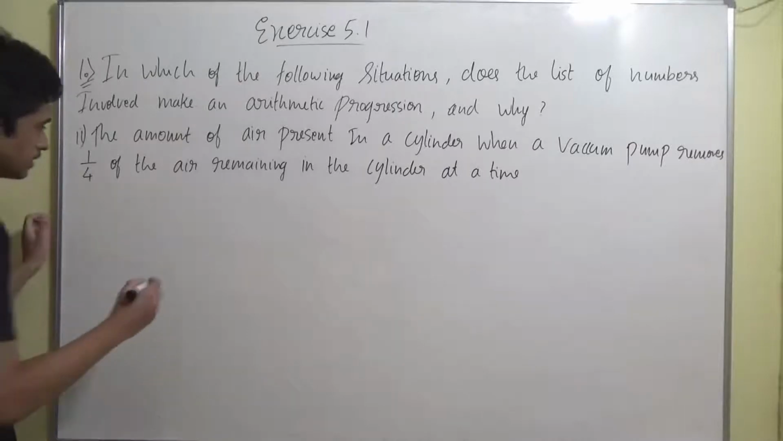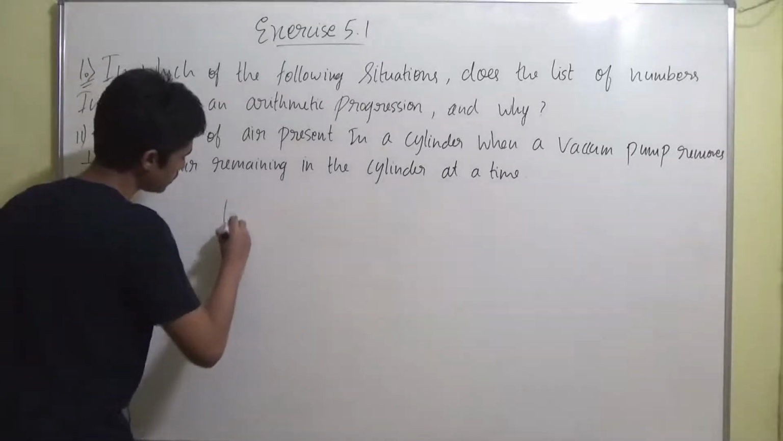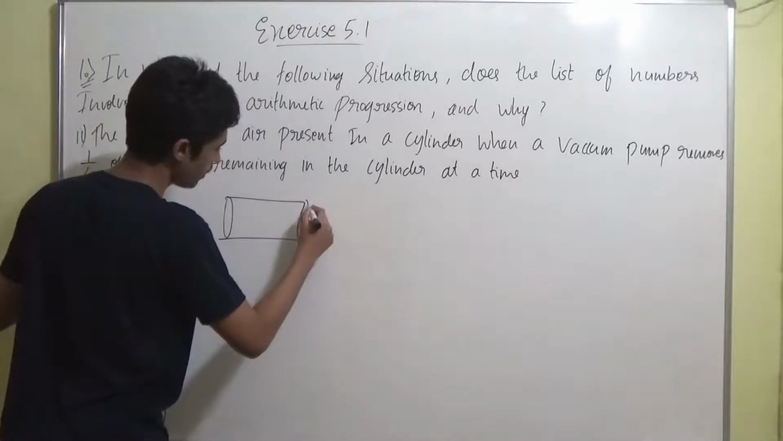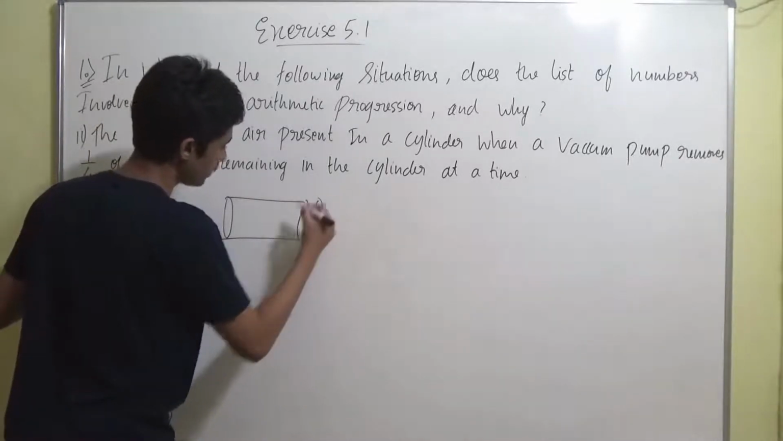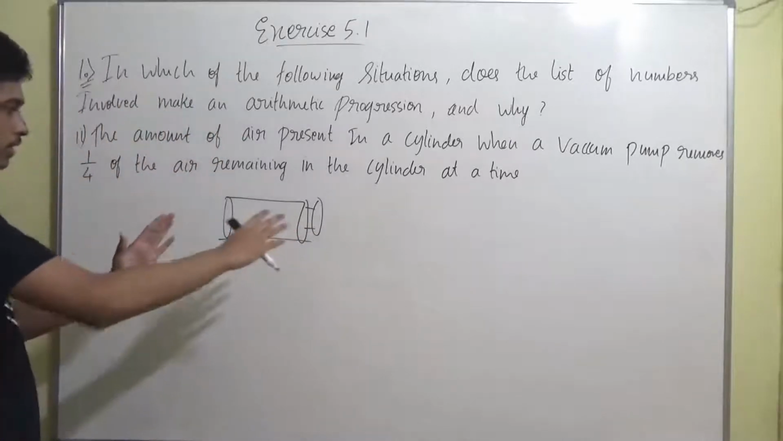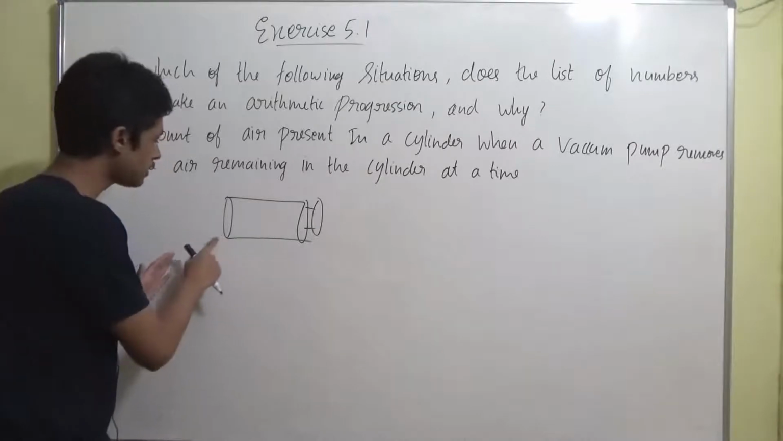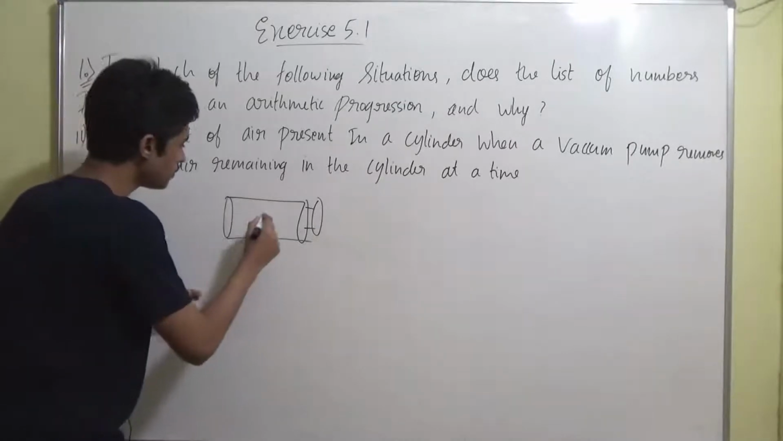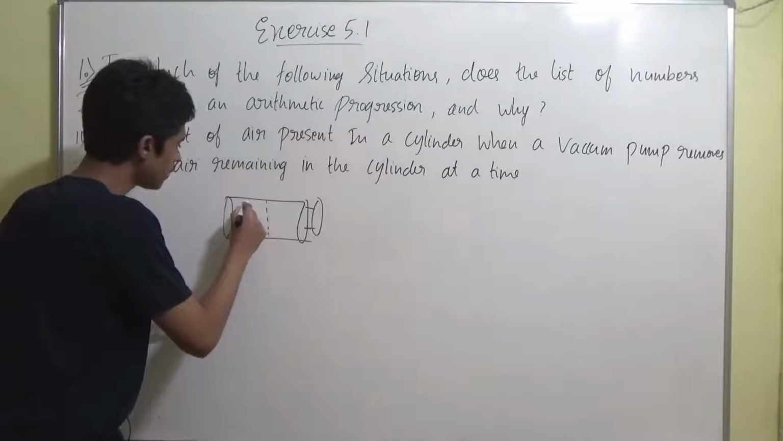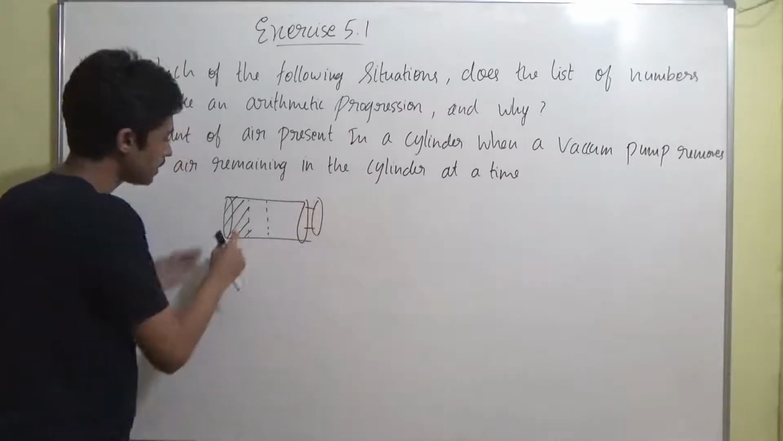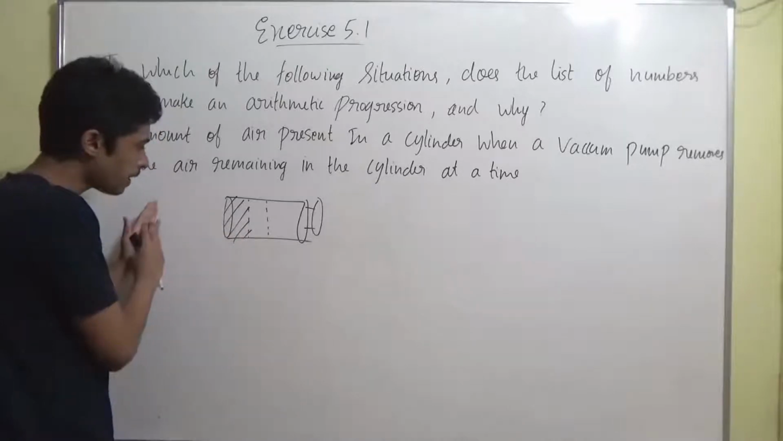For example, consider this as a cylinder. Okay, actually it doesn't look like a cylinder, but fine. If this is a cylinder, I have drawn it horizontally. It's going to remove 1/4 of the air in the cylinder present at first. That is, if this is half, this is 1/4, right? This is 1/4 part of this whole cylinder.